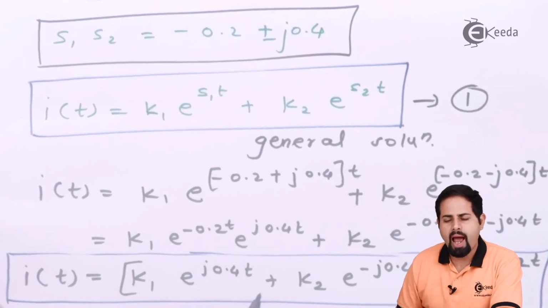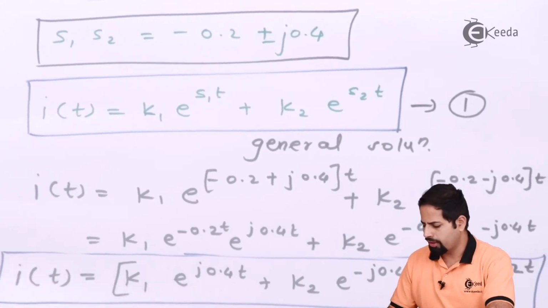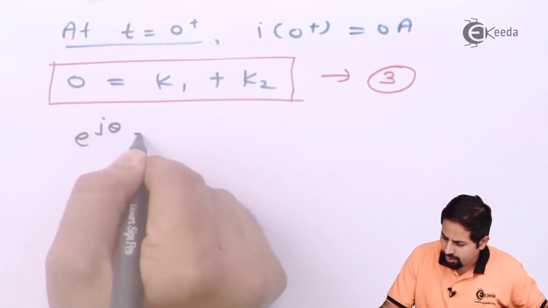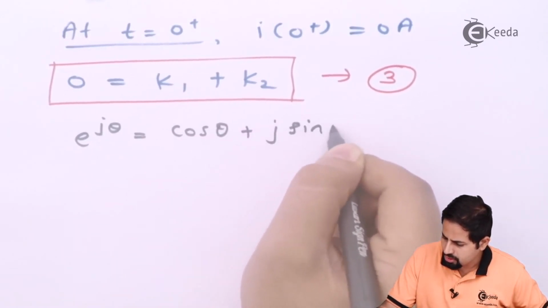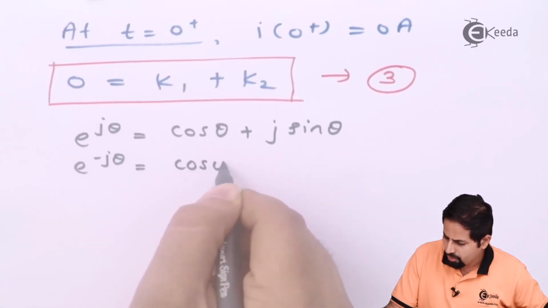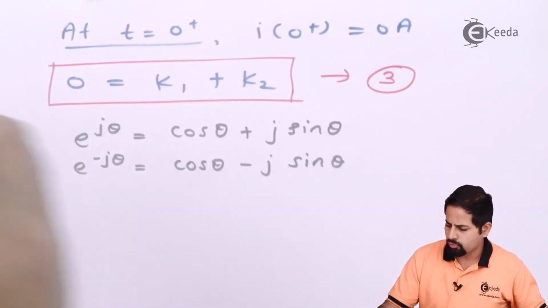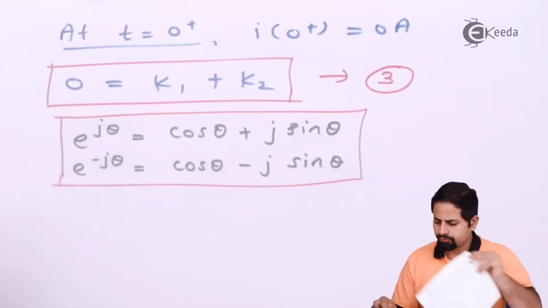Instead of this, I will put cos of 0.4 t plus j into sin of 0.4 t. Here the minus sign will come only. That will be the only difference. And we know that e raised to j theta is equal to cos theta plus j sin theta, and e raised to minus j theta is cos theta minus j sin theta. These are the two formulas that I will be using.